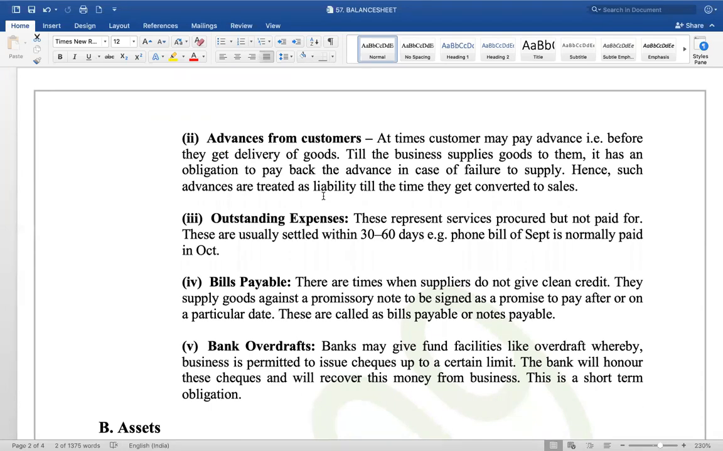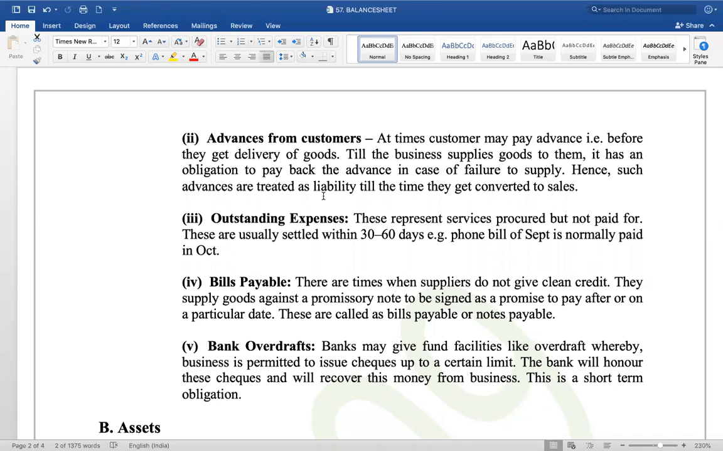Now, bills payable. A bill payable is just like your creditor. If there is no documental evidence for the creditor, that's simply a creditor. If there's a document written called a bill of exchange, which we have seen already, then it becomes a bill payable. Outstanding expenses you have seen. Now, advances from the customers. This is another point, a current liability.